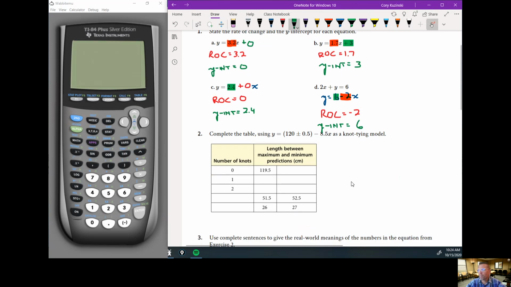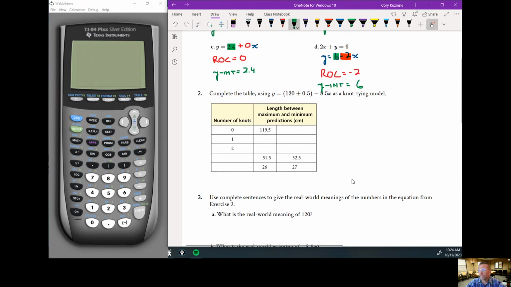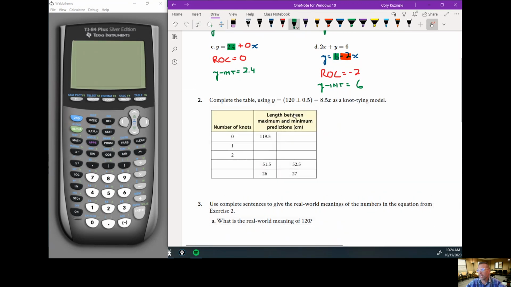All right. On number 2, we're going to complete this table using this equation. It's got some, what we call that plus minus there, a margin of error. It's a knot tying model like we did in the lesson. Okay. So I'm going to look at this as two different equations. Let's look at this equation first.